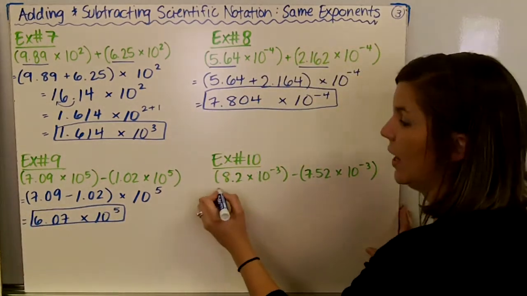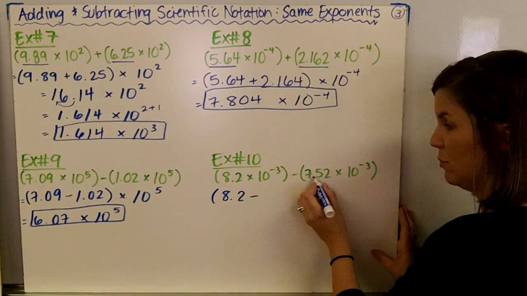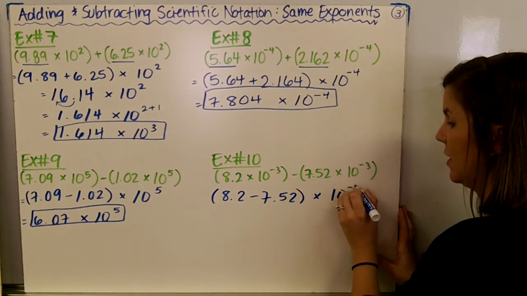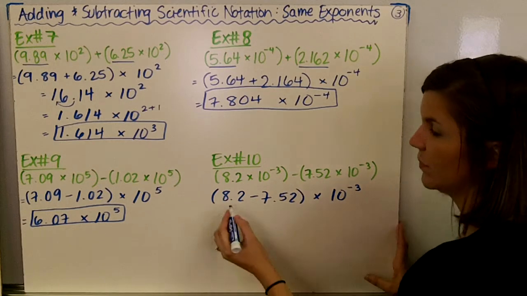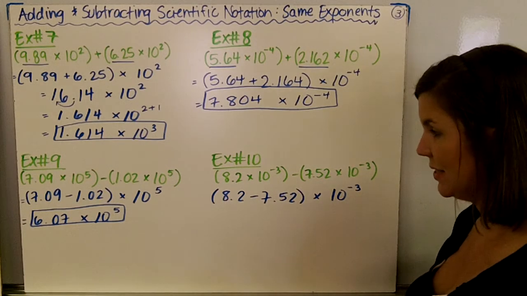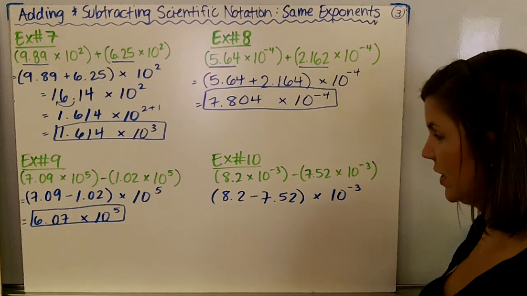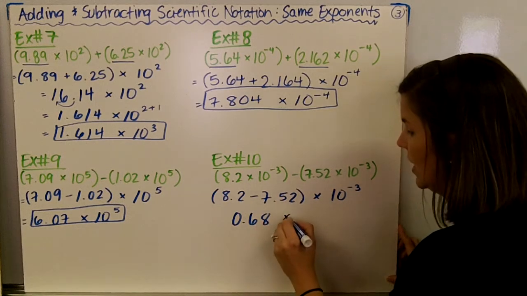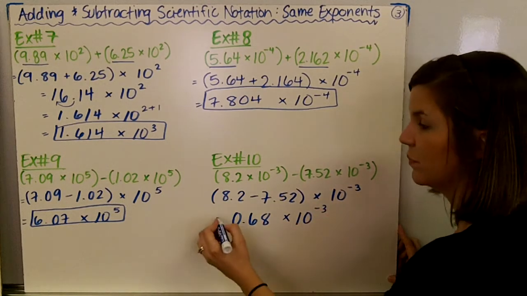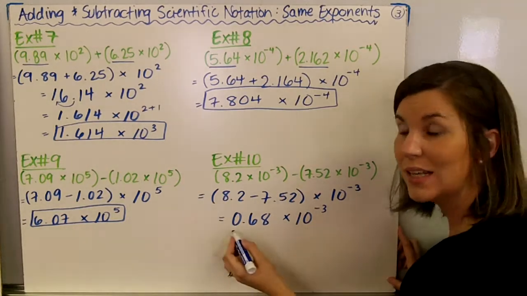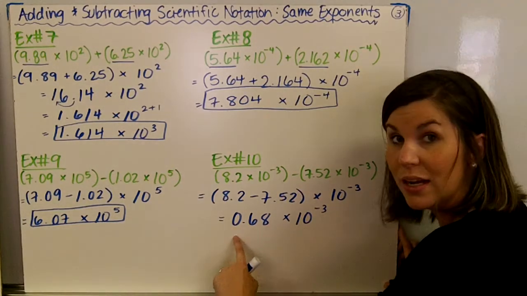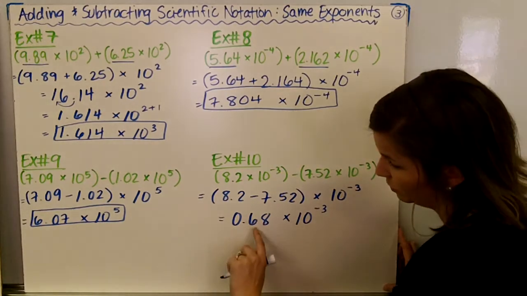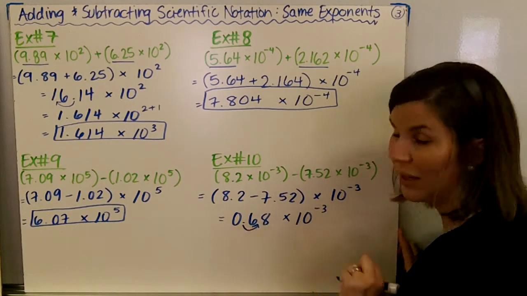Example number 10. 8.2 subtract 7.52 times 10 to the negative 3rd power. Keep the exponent. 8.2 minus 7.52. Again, go to your calculator. So we have 0.68 times 10 to the negative 3rd power. Now, this number is not in scientific notation because I need a digit other than 0 in front of the decimal. So I need to move this decimal one place to the right.